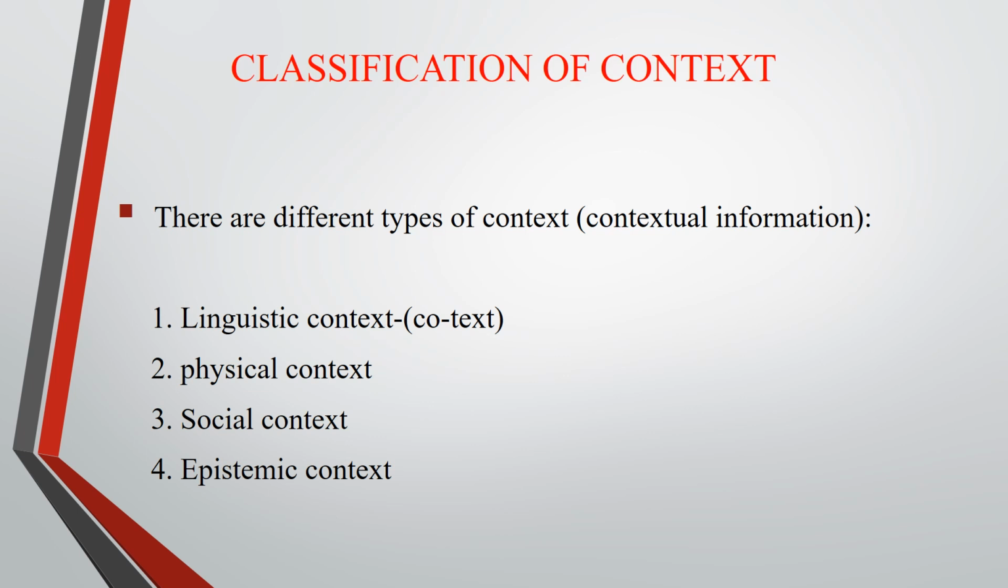Context is classified into the following types. Number one, linguistic context, or sometimes it's called co-text. Number two, physical context. Number three, social context. And number four, epistemic context.